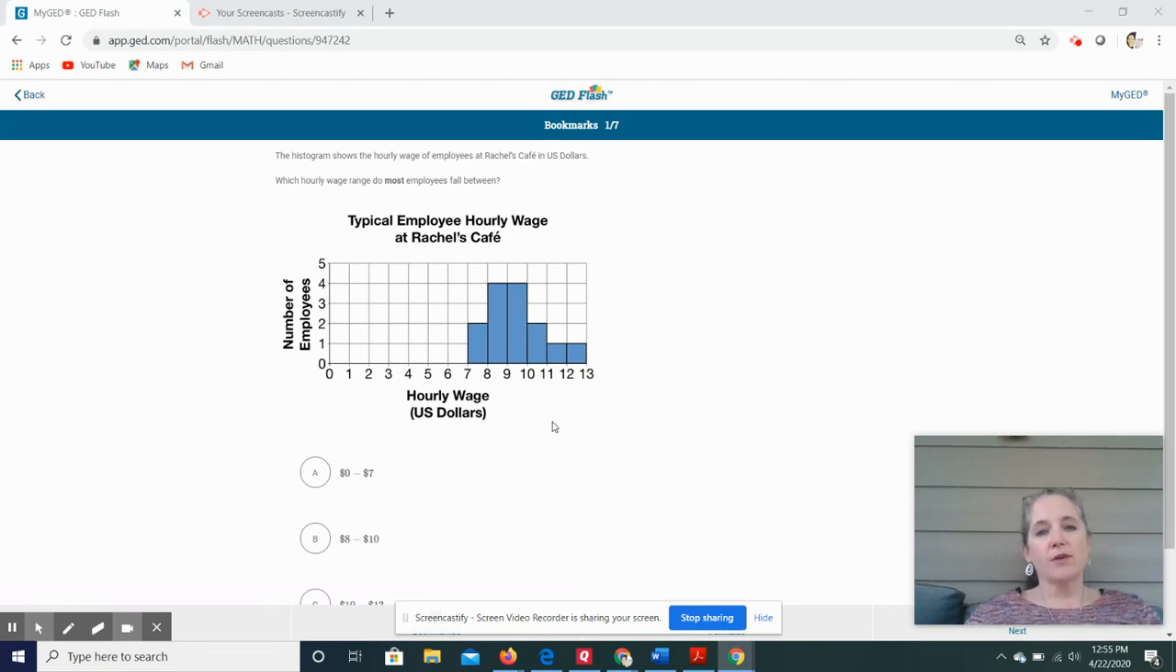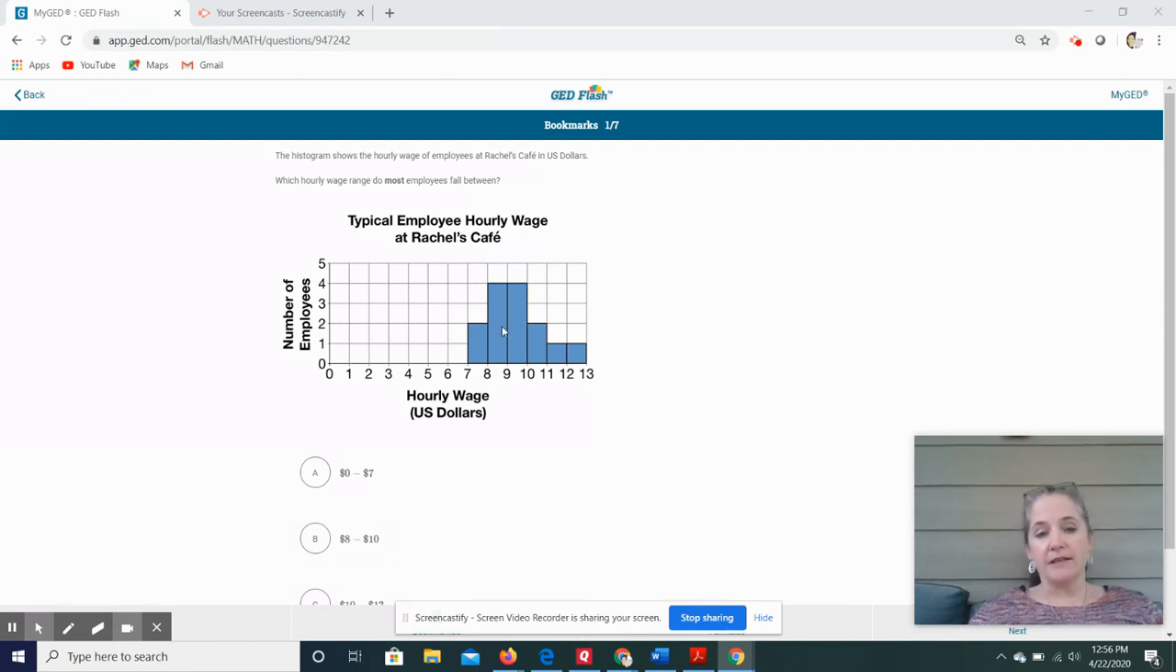So this first one we're doing is what's called a histogram, and it shows the hourly wage of employees at Rachel's Cafe. Okay, so down across this axis shows the hourly wages, and up this axis shows how many employees make in certain ranges. So like from $7 to $8, 2 employees make that amount. And they're wanting to know which hourly wage range most employees fall between.